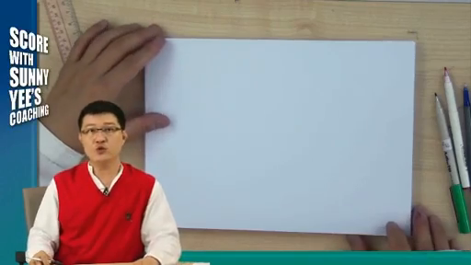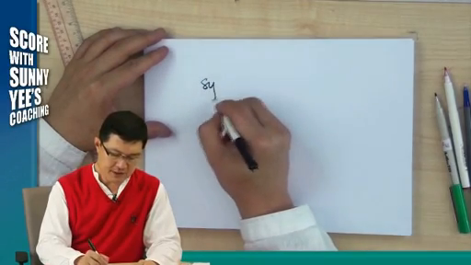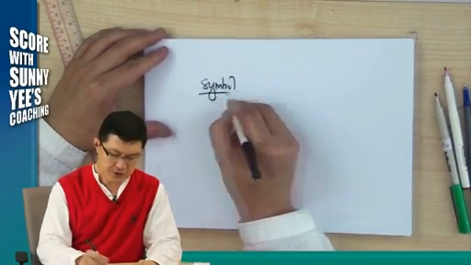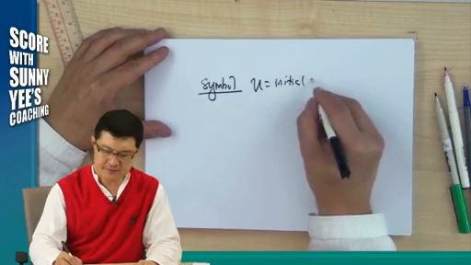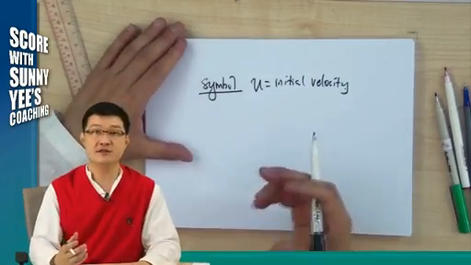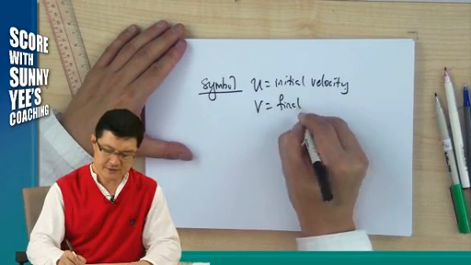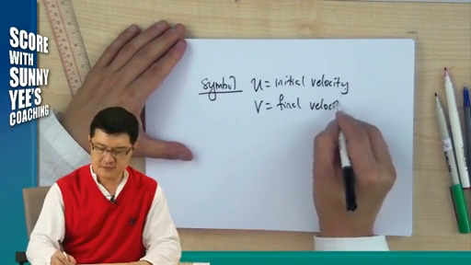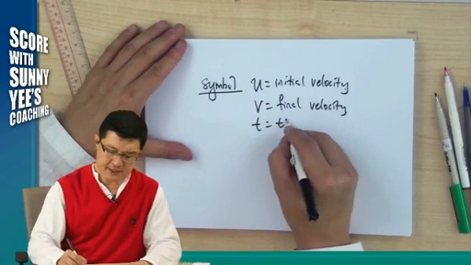Right, now we go to acceleration. Before that, I have some symbols here that I want to use. U stands for the initial velocity. Initial means the starting velocity. V stands for the final velocity. And T is the time taken.